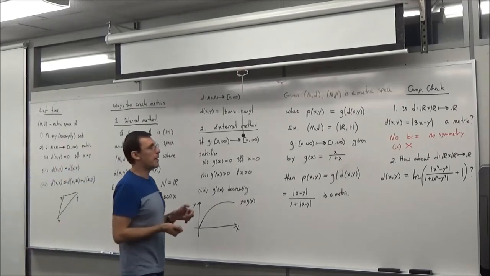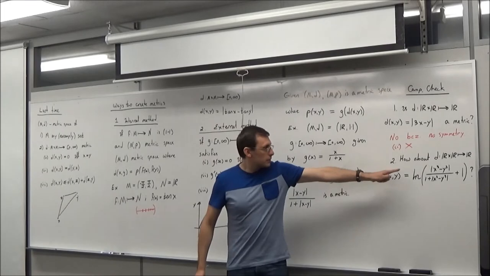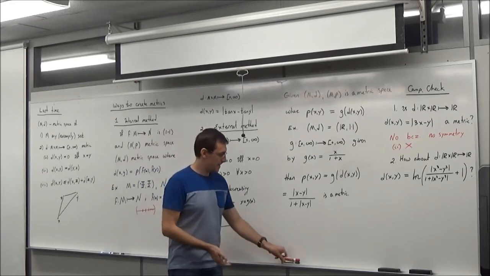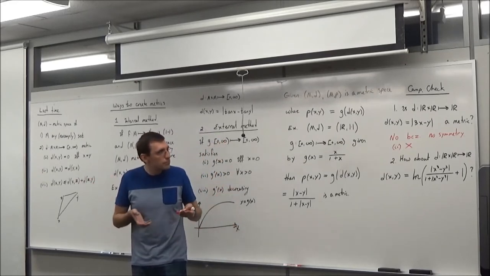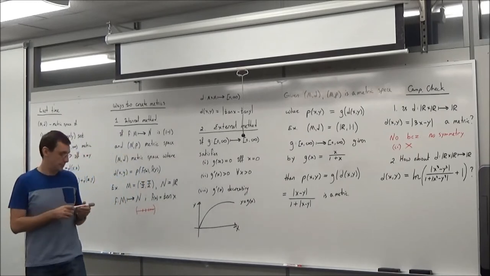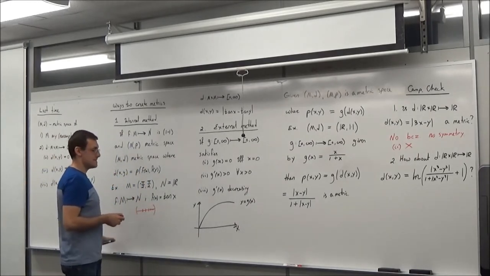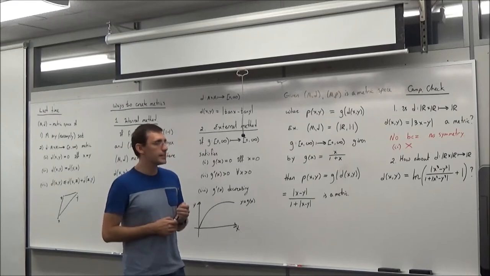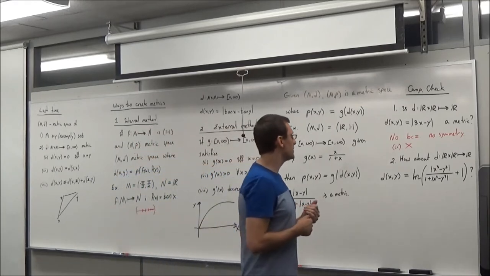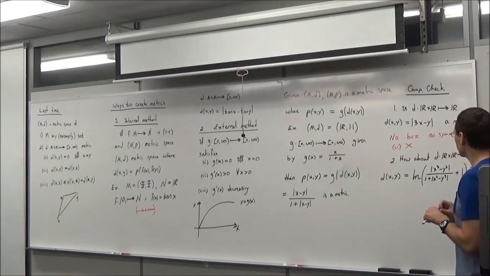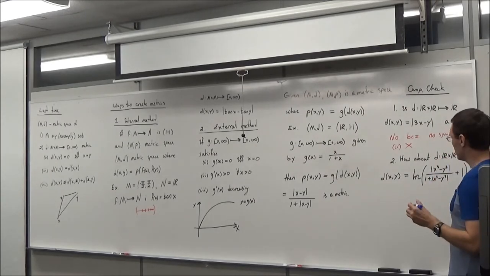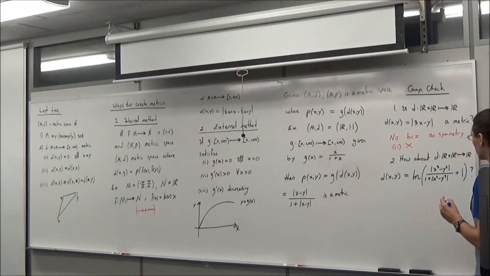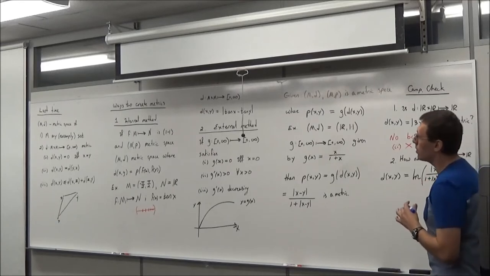So, how about this weird, ugly looking function? Will it be a metric? Think about it for a moment and tell me. Could it be a metric? Yes. Why? Because it satisfies the three conditions. If x is equal to y, then we have ln of 1, which is 0. Then if we switch x and y, it doesn't make a difference, it's the same function. Okay, so those, 1 and 2, are the easy ones.